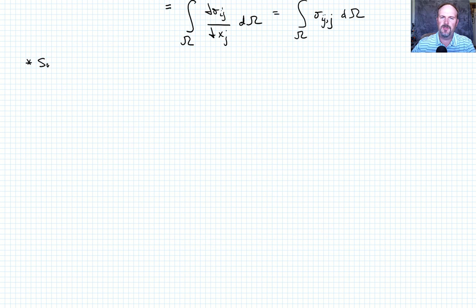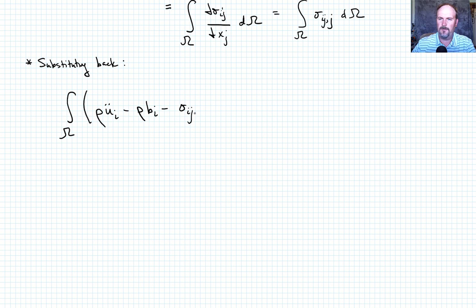So let's go ahead and substitute that back. And then we can rearrange to get that now everything is an integral over the volume. And we have rho u double dot i, I'm going to write everything now in index notation, minus rho b_i minus sigma_ij comma j d omega is equal to 0. We'll call that triple star for our equation.